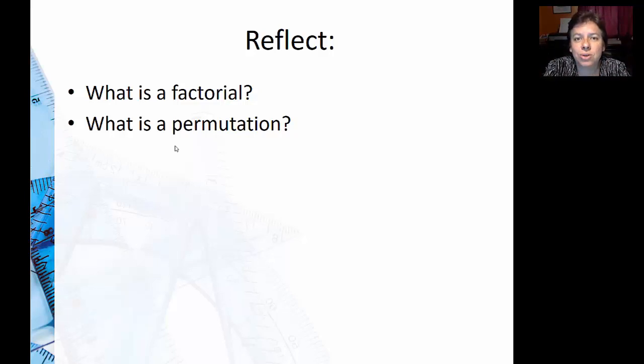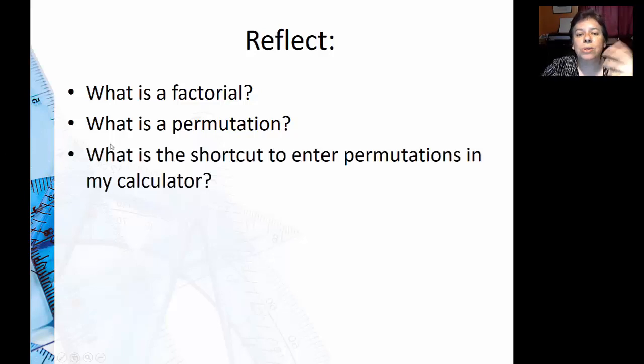However many you're choosing is r, however many you have to choose from is n, and you always start with the total you have to choose from, then the amount that you're going to choose. So the bigger number is always going to go in front on nPr. And it's helpful to know the shortcut to enter permutations in your calculator. It's in the probability section. You hit math and probability, and it's choice 2.